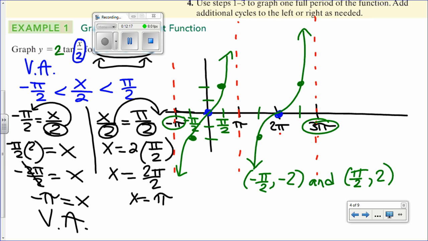So let's move on to the next graph. Any questions? Not yet? All right.